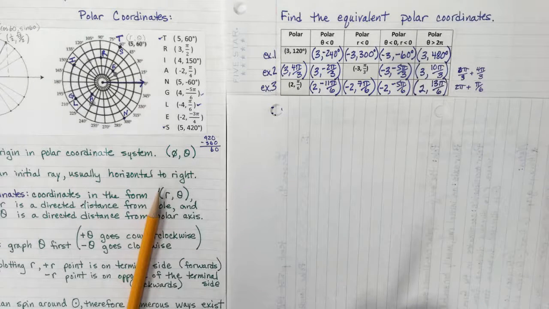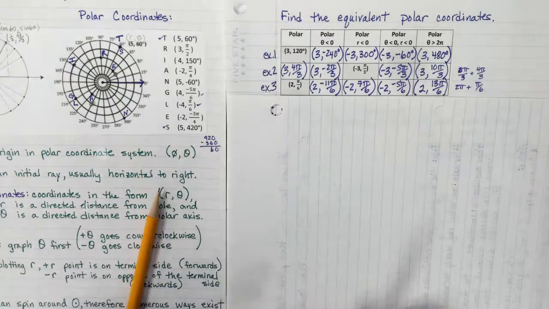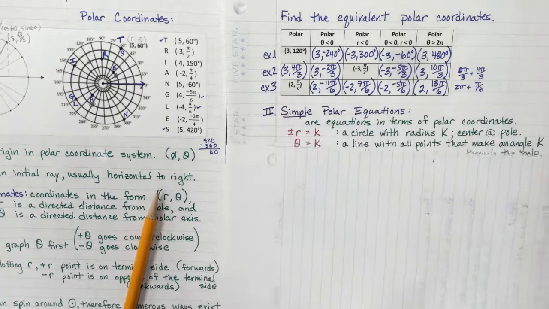So this will be part of your assignment. Give me 3 other ways to name this point. And this is a very good way to remember. You're going the positive direction, you're going the negative direction. You're backing up for the radius, you're going forward.